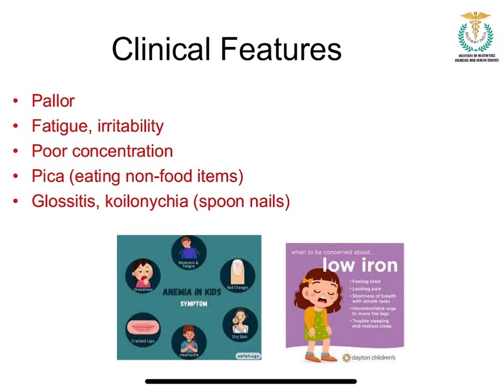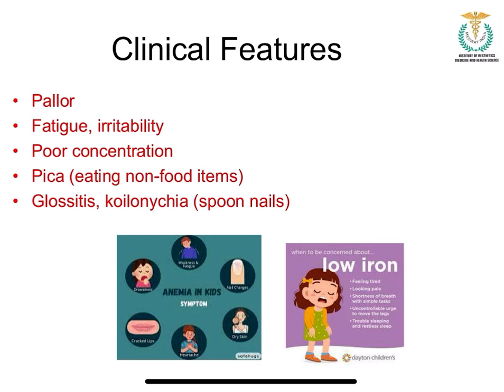Fatigue and irritability. Because the oxygen carrying capacity has come down, right? The cells are not getting enough oxygen, and hence there is fatigue. Then they are very irritable also. They tend to get more irritable because the oxygen reaching is lesser. Poor concentration. Yes, another important symptom. Pica, eating non-food items. So they have a habit of eating non-food items like soil, the paint of the walls. So this is typically seen in children with iron deficiency anemia.